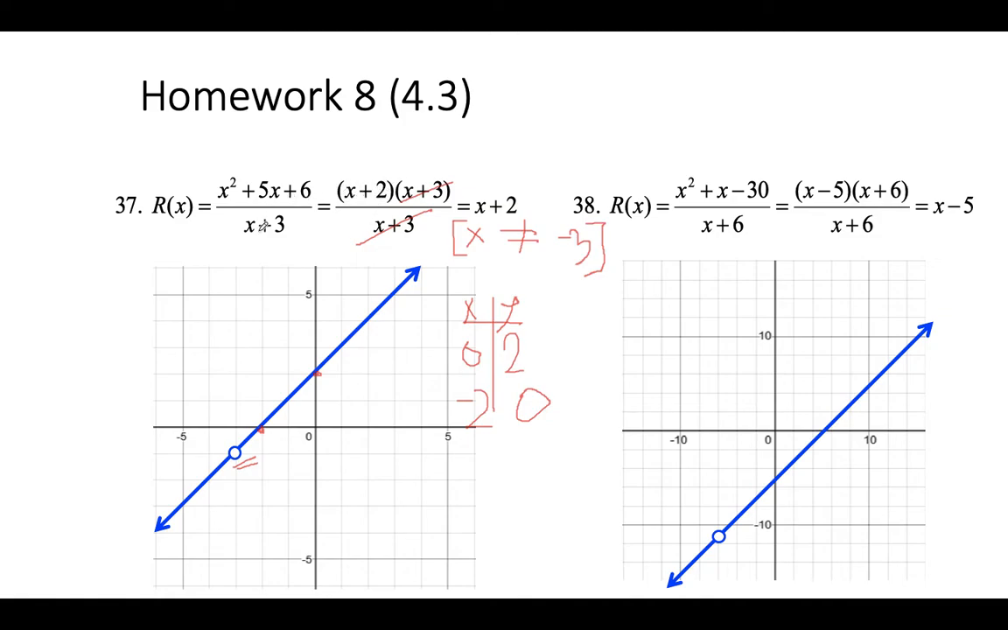Because if you divide x squared plus 5x plus 6 by x plus 3, you will see x plus 2 comes in the answer. That means this x plus 2 is our oblique asymptote also.